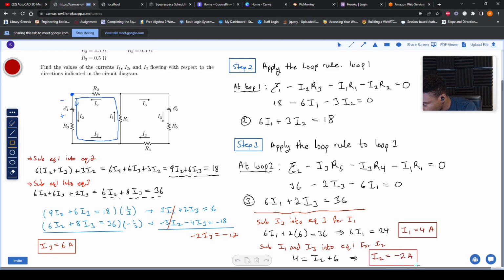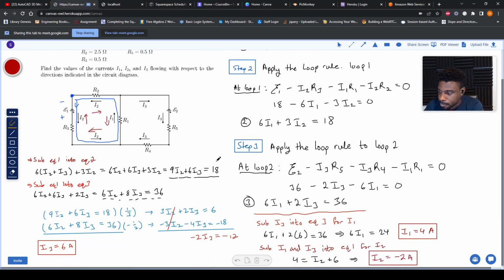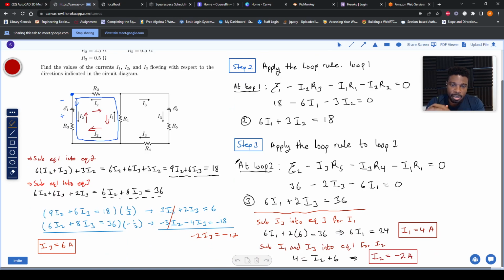Okay, so remember, when dealing with circuits, anytime you get a negative current, it just means that the current is flowing in the opposite direction you initially expected. So if you look at these arrows here, for I2, all this means is that I2 is actually flowing this way, at 2 amperes. Okay, so that's the end of the problem.